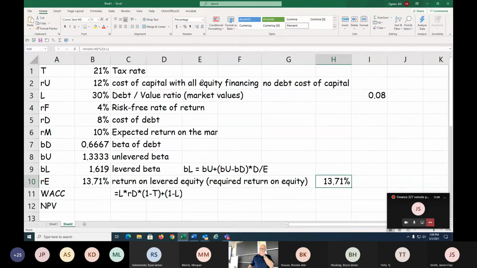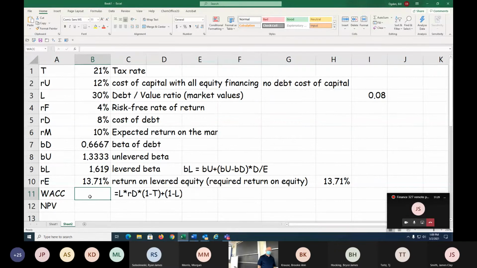With just a tad of algebra, you could show that these have to be the same, but we're not going to spend time with that. All right, your turn. Tell me what the WACC is so we get going on this project. You've got the equation just to the right there. Should take you about 15 seconds.